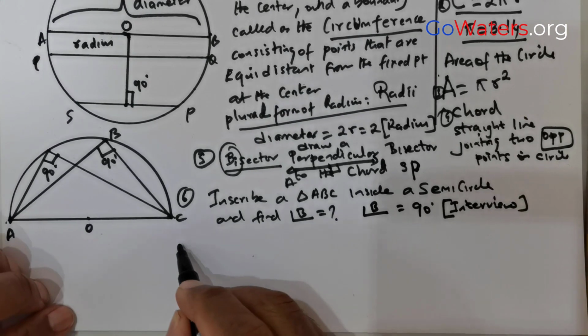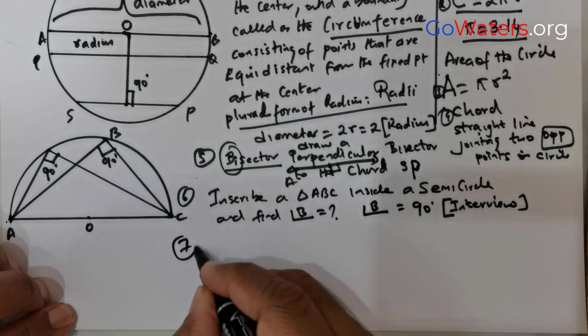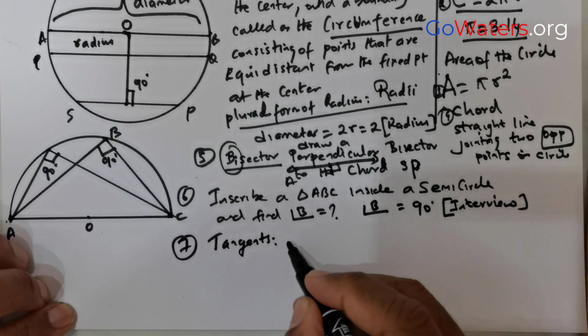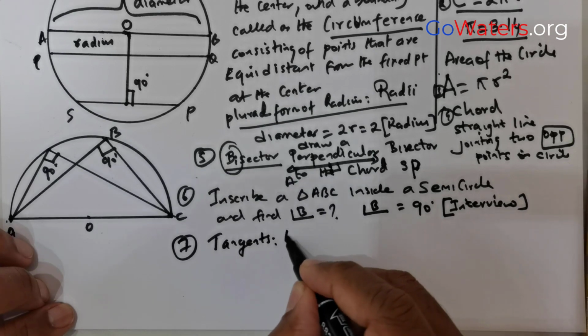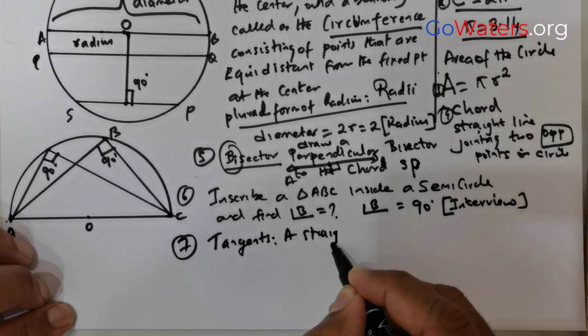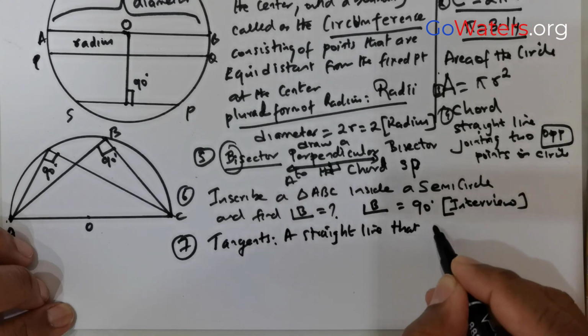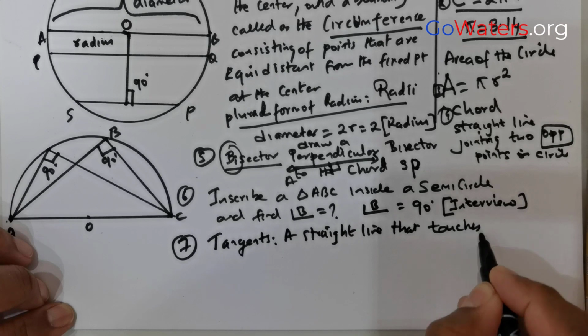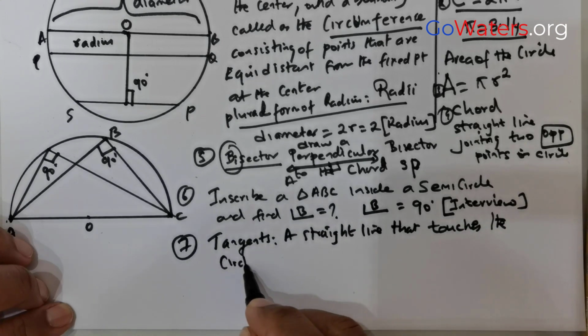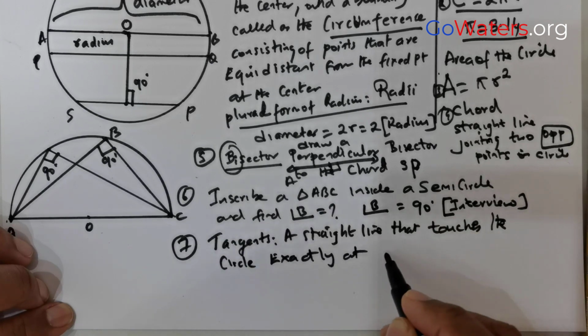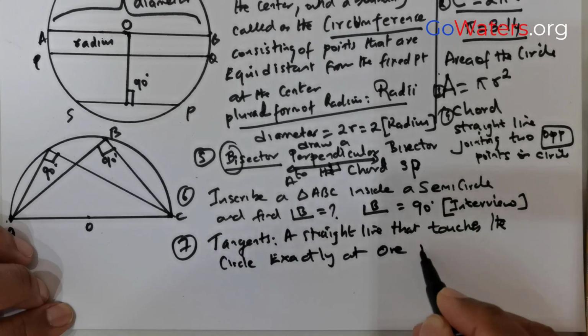Now point number 7, knowledge point number 7, is tangents. Now what are tangents? A tangent is nothing but a straight line that touches the circle exactly at one point.